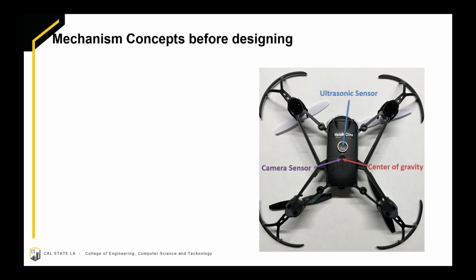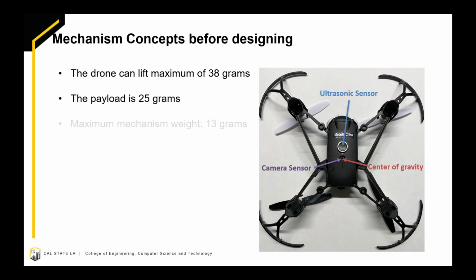Let's talk about the mechanism concepts. Before designing the mechanism, we tested out that the drone can lift a maximum of 38 grams. The maximum mechanism weight will be 13 grams, and the payload will be 25 grams. The center of gravity of the drone is located at the camera sensor where the red arrow is pointing at.